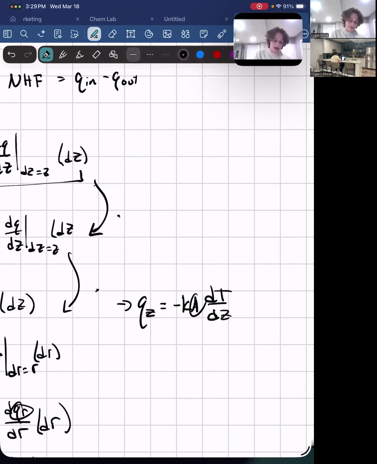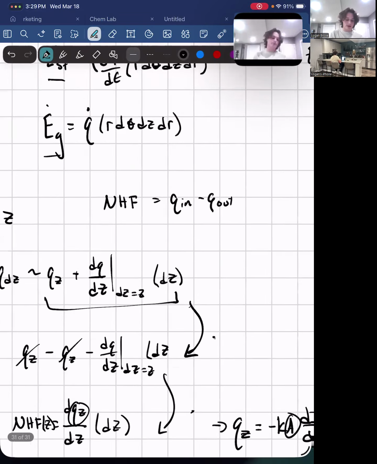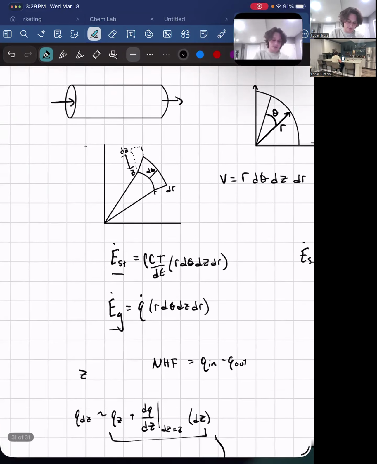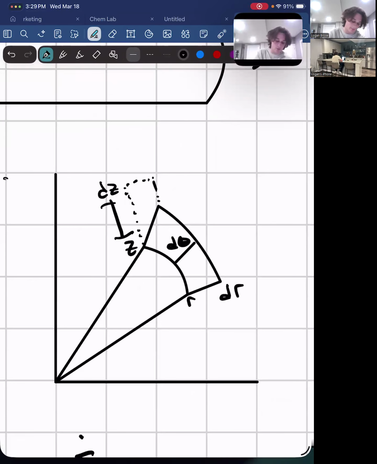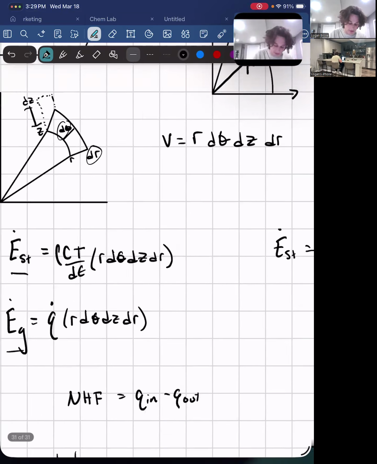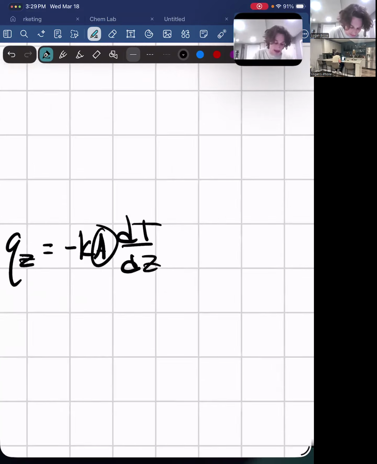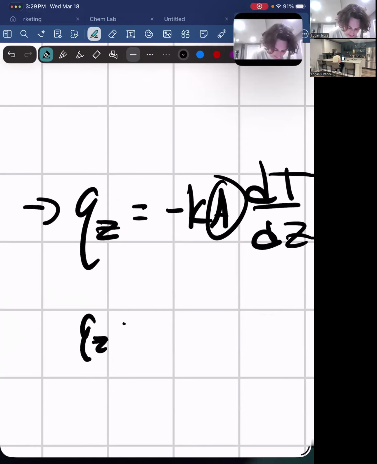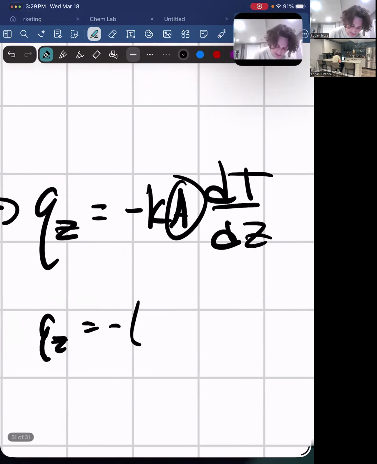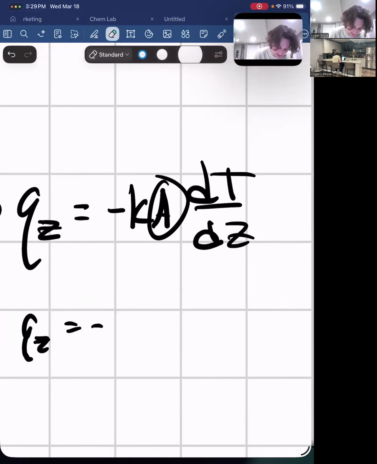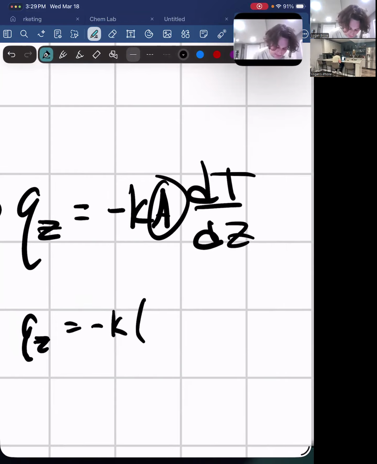So our A, we have our z direction here. When we're coming through, we have our change in theta and our change in r. Those are our two other values that we do not account for, so that has to be our area. So then qz equals minus k times our new area, so d theta dr.